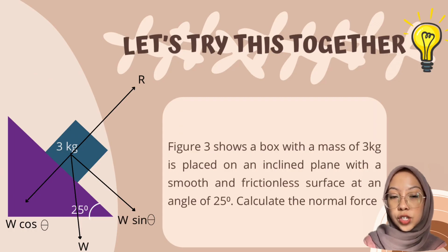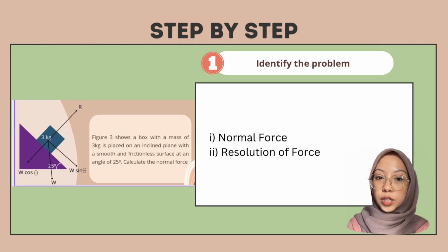For the next question, we will solve a simple question that relates to the normal force. Figure 3 shows a box with a mass of 3 kg placed on an inclined plane with a smooth and frictionless surface at an angle of 25 degrees. Calculate the normal force. We need to identify the problem first. So, we need to find the normal force as stated in the question. But we need to do the resolution of force.